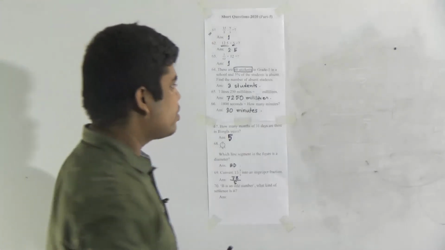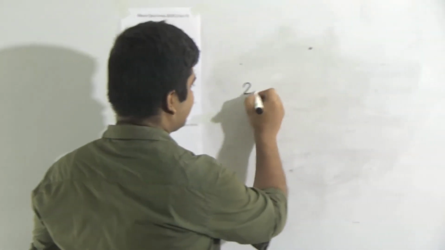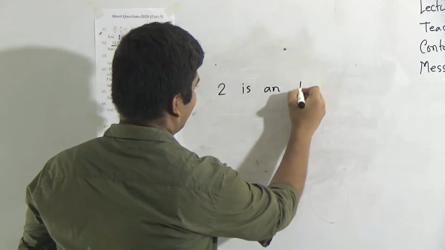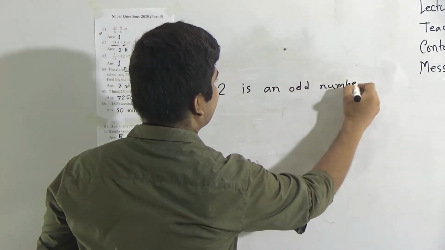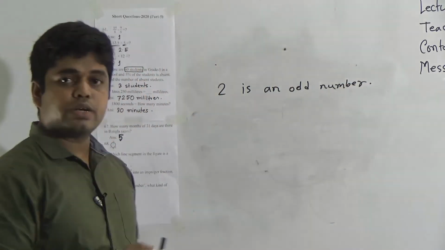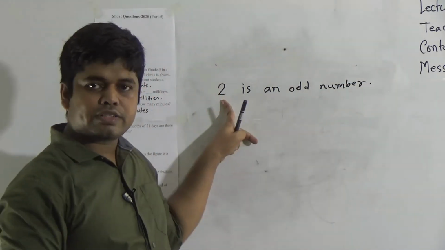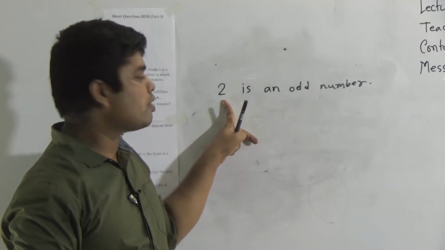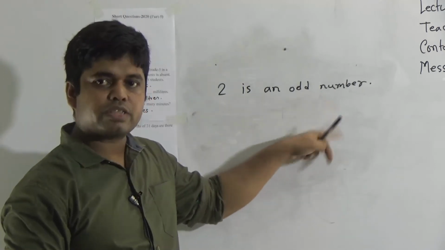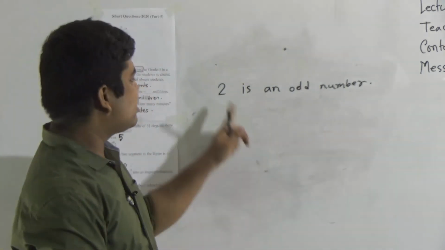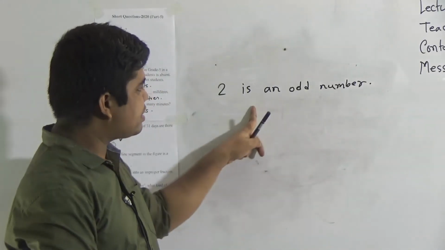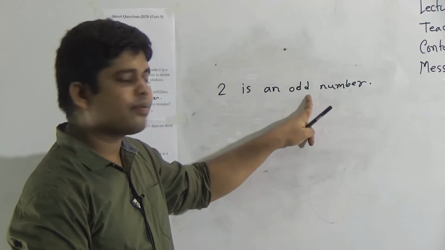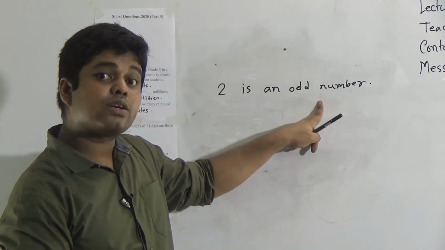So here you notice 2 is an odd number. My dear student, notice, is it true or false? It must be false, because we know that 2 is an even number. So we can easily determine this sentence is wrong. For this reason, we can say this is a closed sentence.